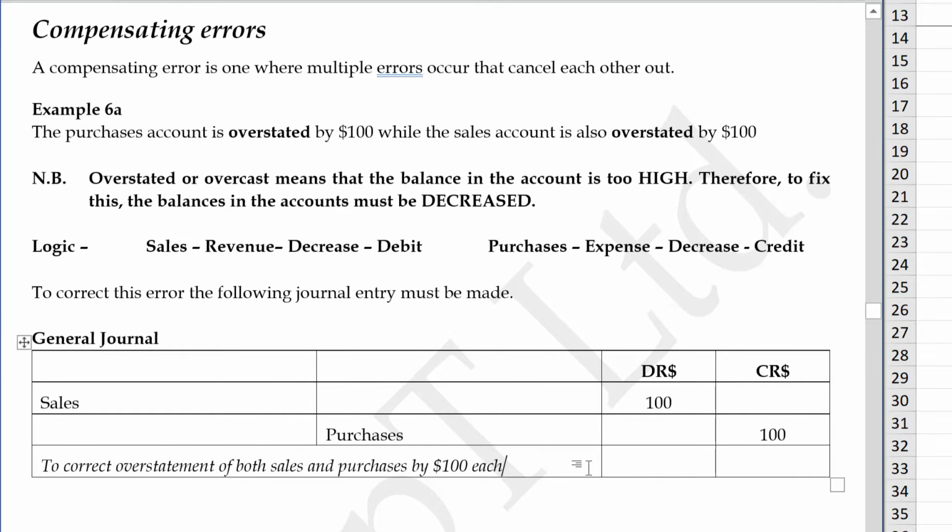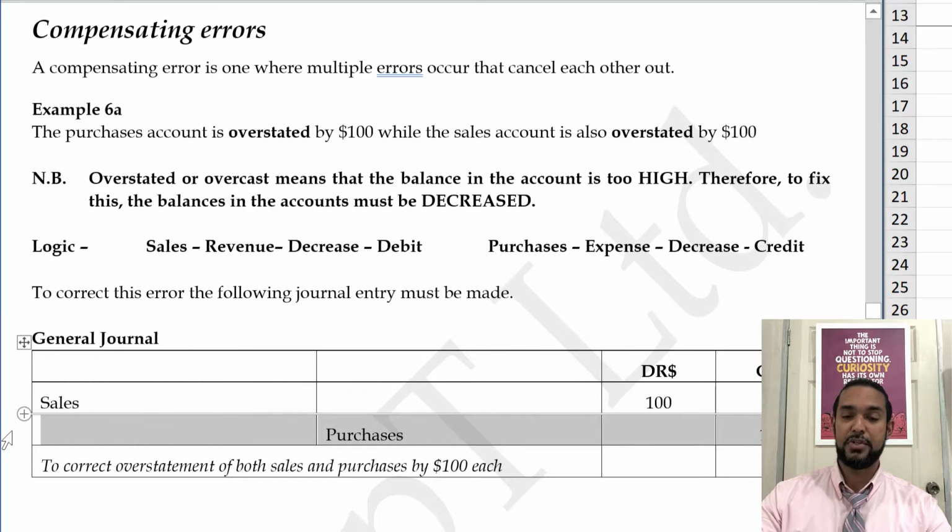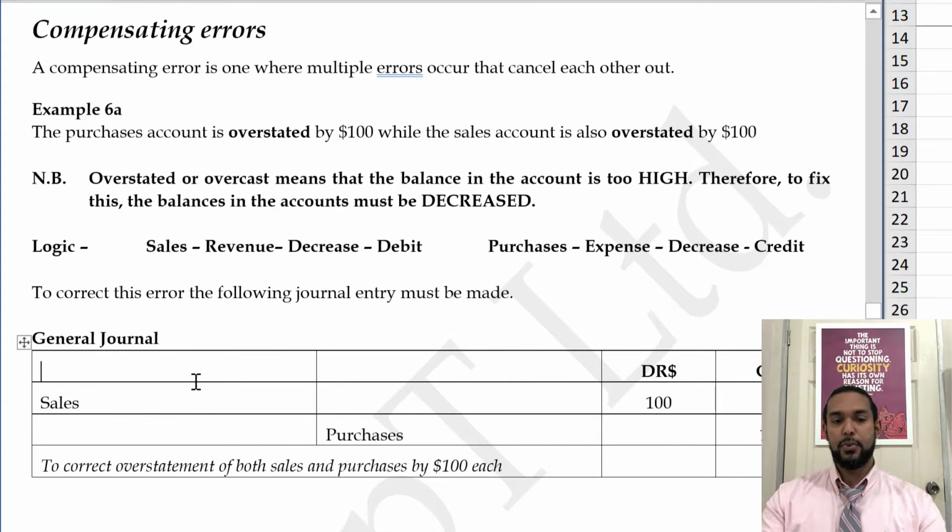All right, so once again, with the general journal, your debit entries come first and your credit entries come after, and they are also indented relative to the debit. Okay, so we just saw what happens when both accounts are overstated. Now, they happen to be opposite types. When I say revenues versus expenses, they're kind of opposites. One is earning revenue, one is incurring expenses.